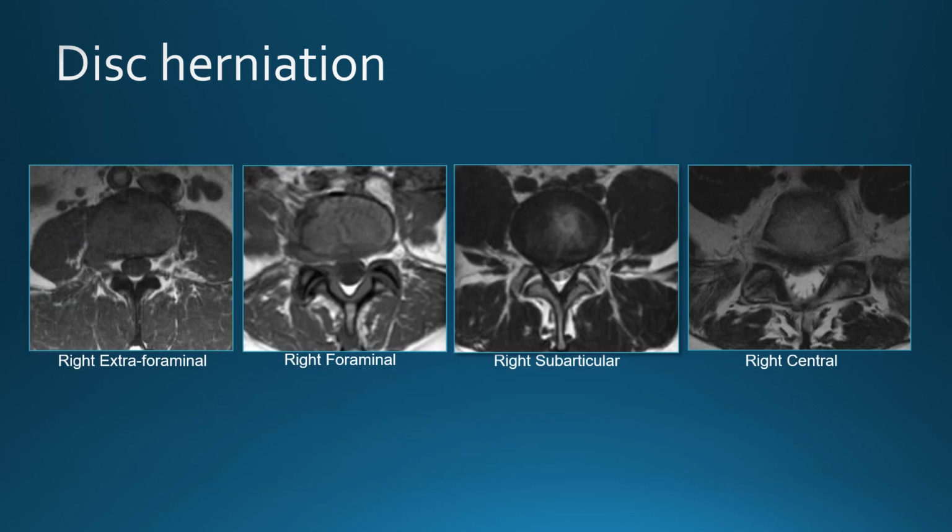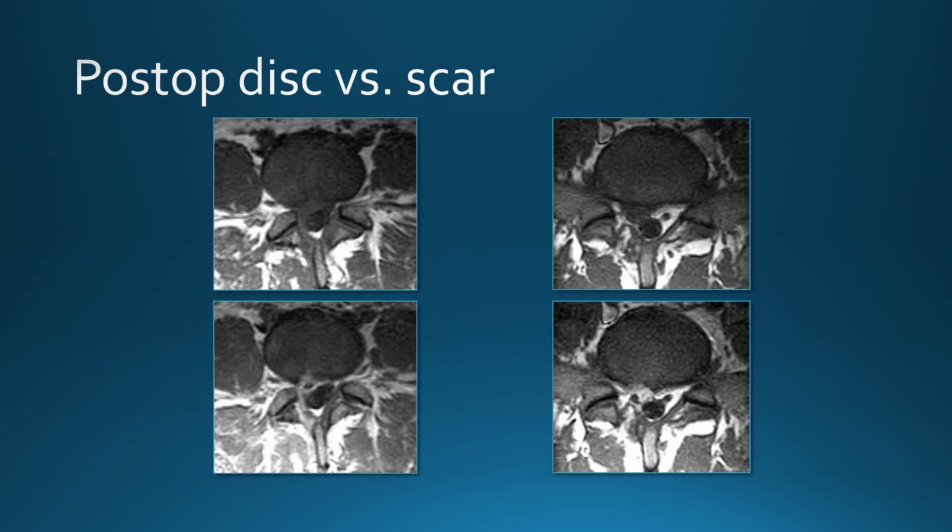This shows the different zones of disc herniation. So first we have a right extra-foraminal disc herniation centered in the extra-foraminal zone, then a right foraminal disc herniation, a right subarticular disc herniation, and a right central disc herniation. In terms of postoperative disc versus scar, the contrast can be helpful. So postoperative disc herniation will enhance only around the periphery. Scar tissue, the whole thing enhances homogeneously.